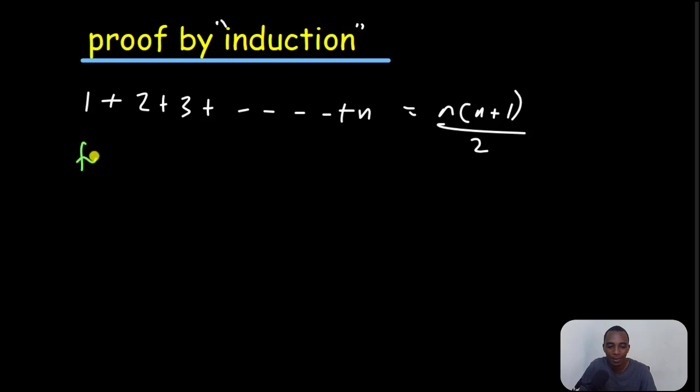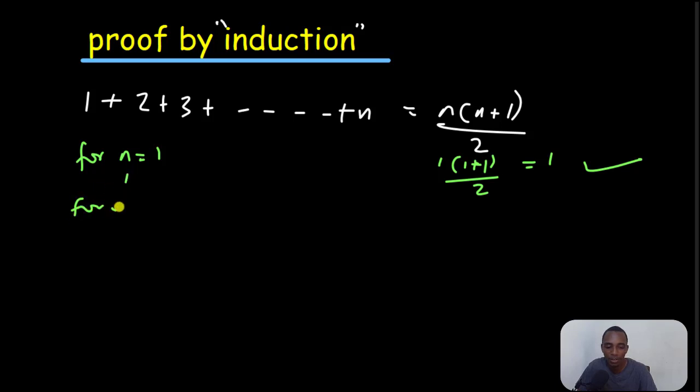So let's say for n equals 1, if you just look for the sum of one number, you're looking at only one number here. If you put n on the right hand side, in this case n as 1, you have 1 into 1 plus 1 divided by 2, which is also a 1. So the formula holds for n equals 1.